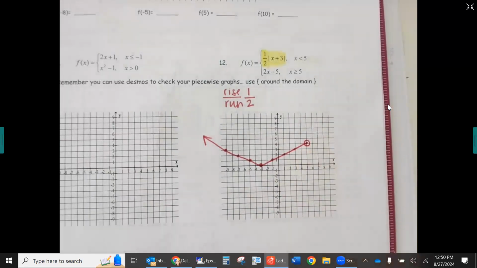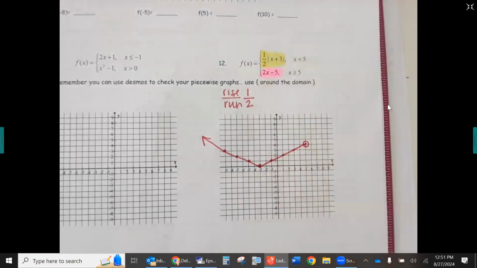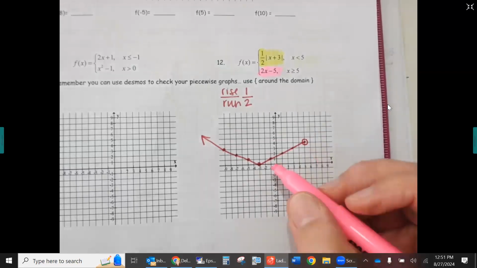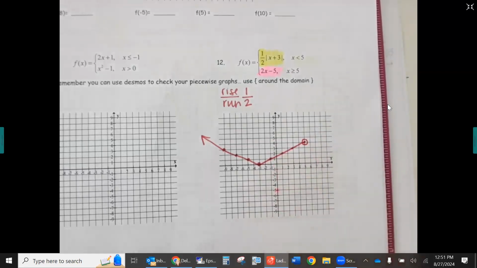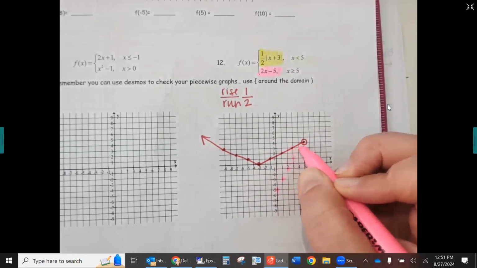And now we're ready to do the second piece. Your second equation is 2x minus 5. Okay, 2x minus 5 is going to be a straight line. Where is it going to start? Which one? -5. And then 2 is the what? Rise over run, right? So I'm going to start down here at -5, and I'm going to go up 2/1, up 2/1, up 2/1.